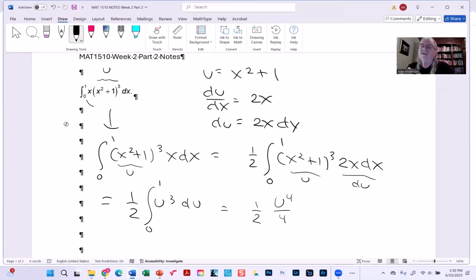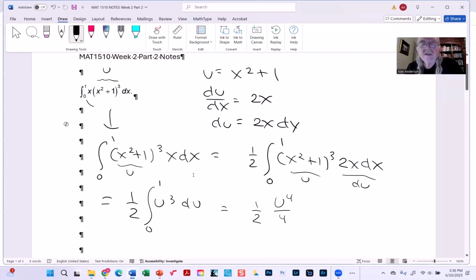Now, if this was an indefinite integral, we would also add the constant of integration. But it is a definite integral, so we're not going to do that. The problem, though, is this. The 0 and the 1 refer to x, and we're dealing directly with u here. So what we're supposed to do here to make up for this is we're going to change these two.